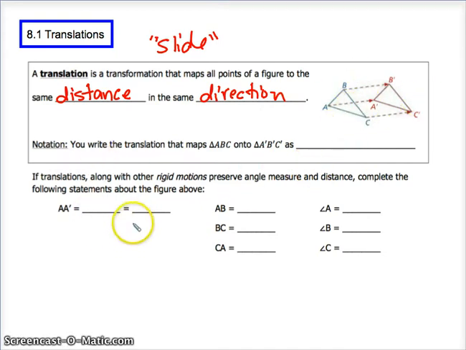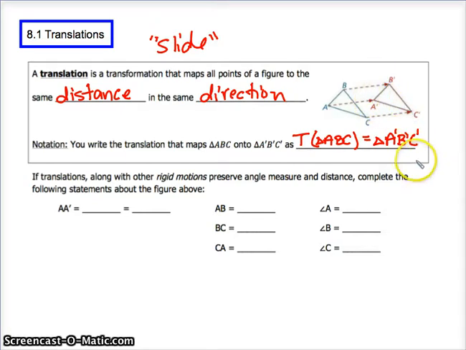If we look at this translation that was done up above here, we can use some notation and say that we're going to do a translation, and that's big T for translation, and we are translating triangle ABC. The resulting figure is going to be a triangle, and we use these tick marks to show that it's the new point, and we call them prime. So if I translate triangle ABC, I end up with triangle A prime, B prime, C prime.